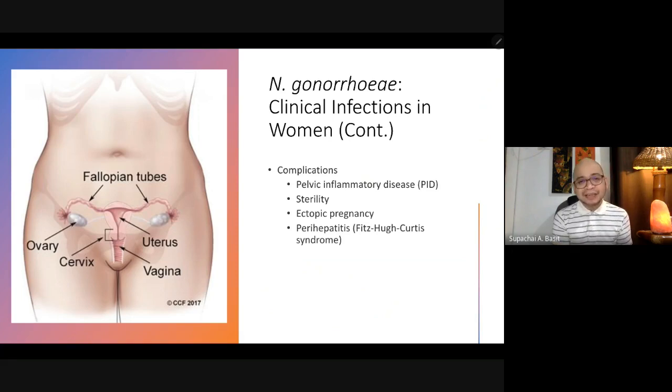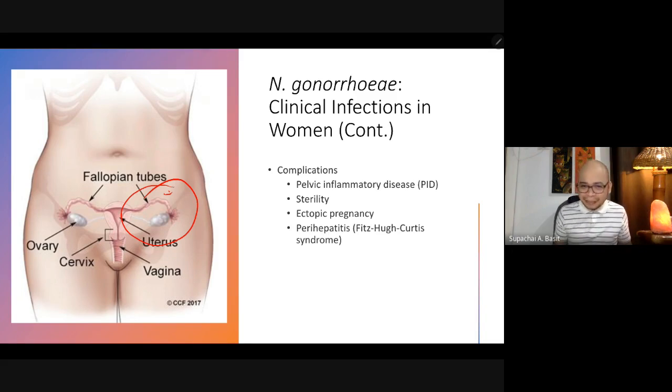Okay, however, the complications in women would actually be more severe than in men because once women are infected with gonorrhea, they can actually get PID, pelvic inflammatory disease, which could lead to sterility and ectopic pregnancy, wherein pregnancy would occur outside of the fallopian tubes. And of course, another complication would be the presence of perihepatitis, also known as Fitz-Hugh-Curtis syndrome.